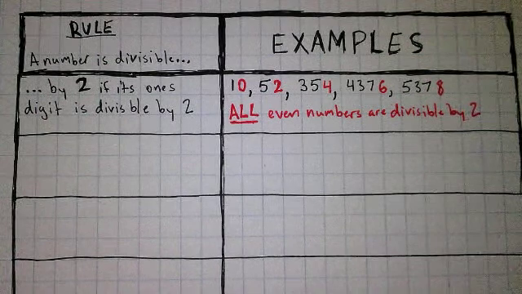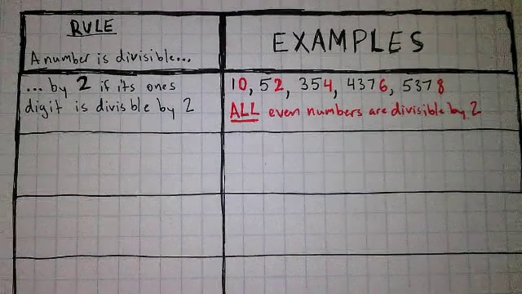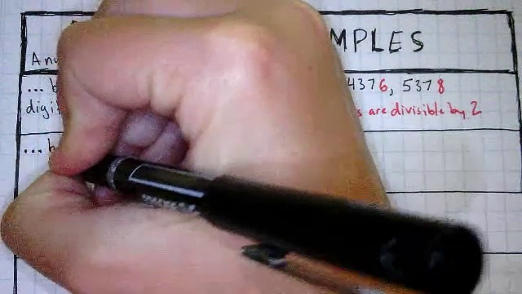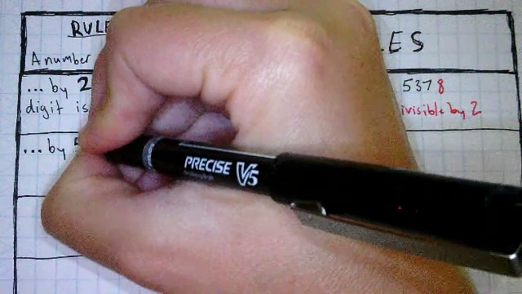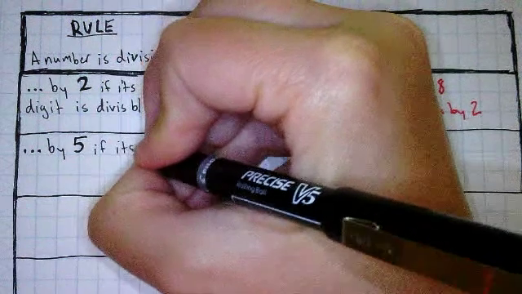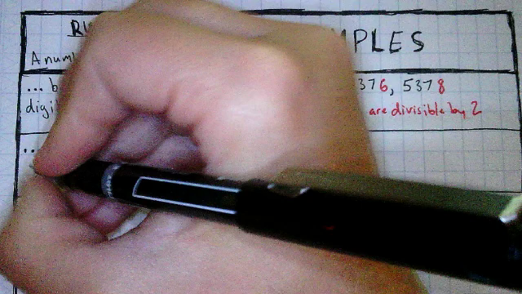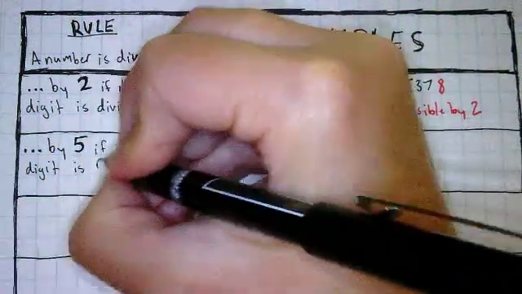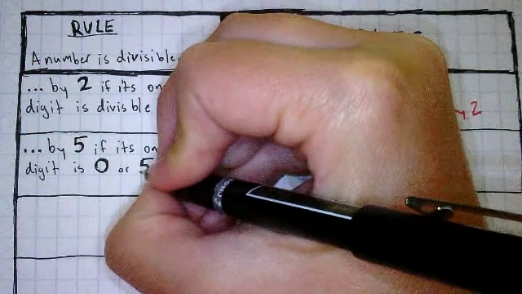Alright, I'm going to start writing the next rule. If you're still writing rule 1, that's fine. It's still up on the board. Keep writing it. But I'm going to start writing rule 2 here. And we're going to talk about numbers divisible by 5. A number is divisible by 5 if its ones digit is 0 or 5.